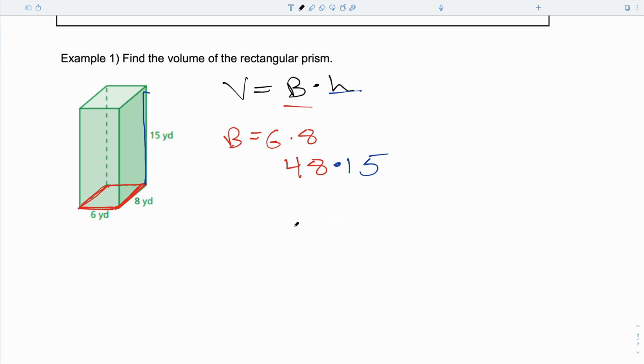Thanks, Adi, for being on task. Ready to go. We got 4 hands. 5, 6, 7. Adi, what's the answer?